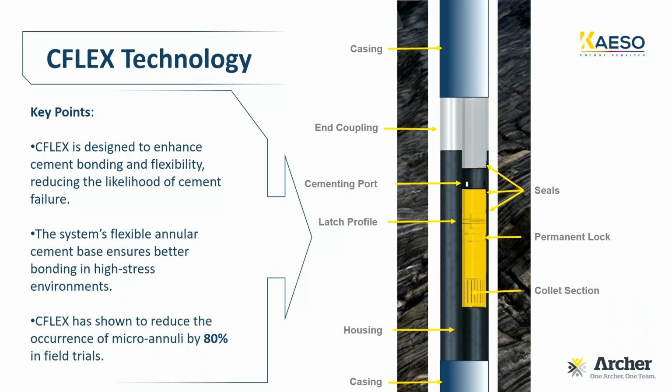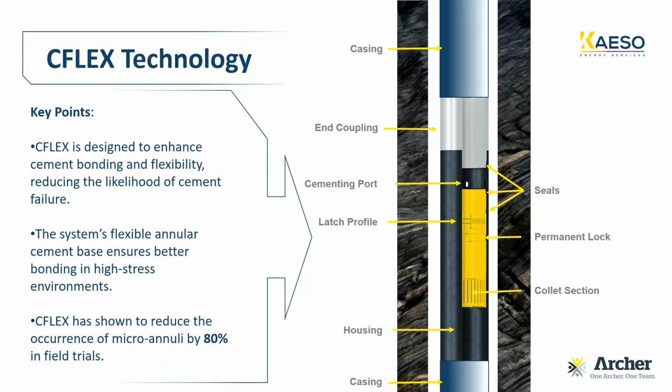Going a little bit more in detail, the CFLEX has three main parts. We have the end coupling, which is the light gray part. We have the housing, which is the dark gray part. And the third main part is the sleeve, which is the yellow part. The sleeve is a movable part. It can go up, and going up, it will close the port, or it can go down, and going down, it will open the port.